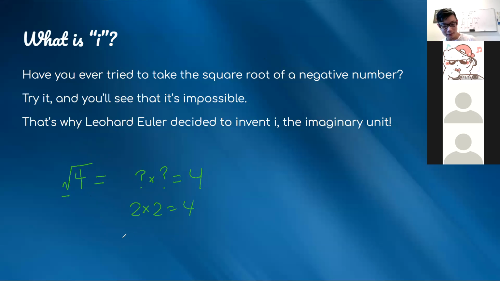Super simple, right? Or alternatively, it could also be negative 2 times negative 2, because negative and negative make a positive. Negative 2 squared is also 4. So basically, question mark squared equals this, right?